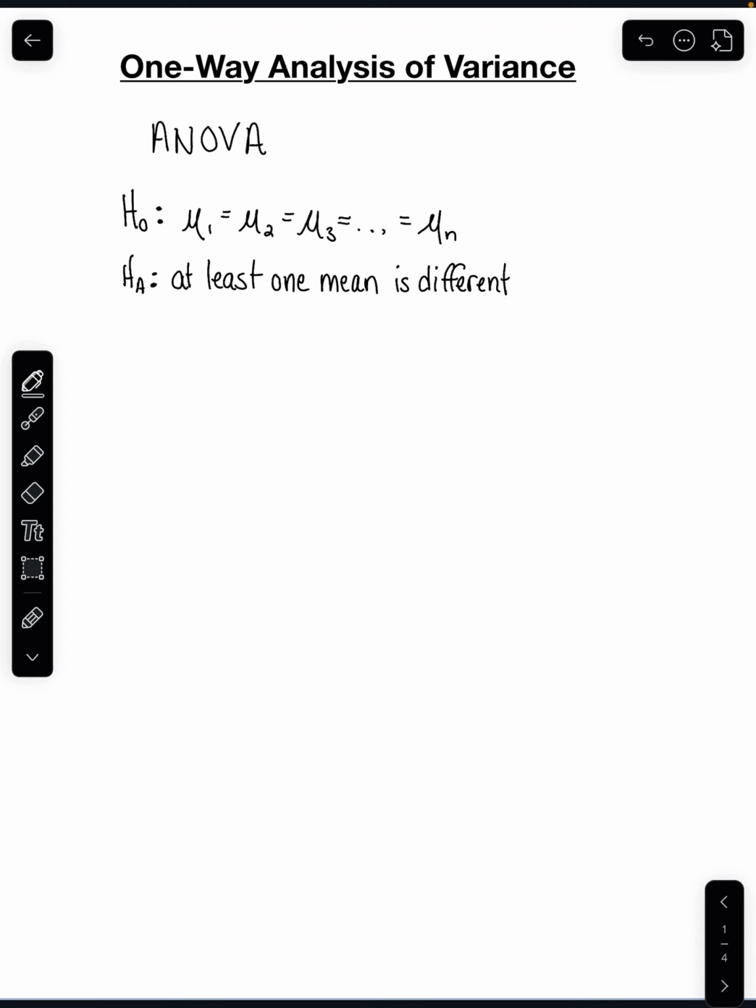Now, it's possible multiple populations can have different means. That is a question for a different type of test. In this case, we are simply looking to see, are all of the means the same?